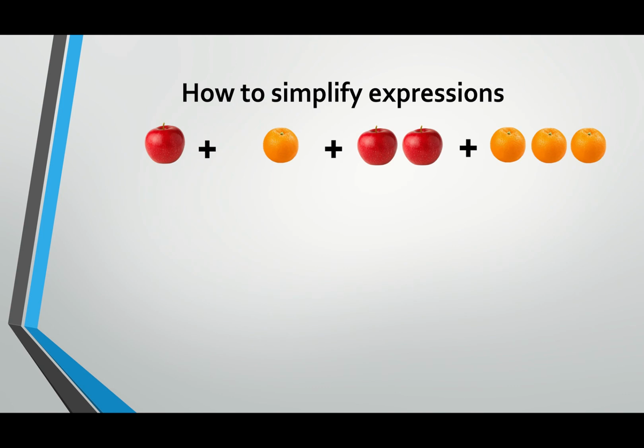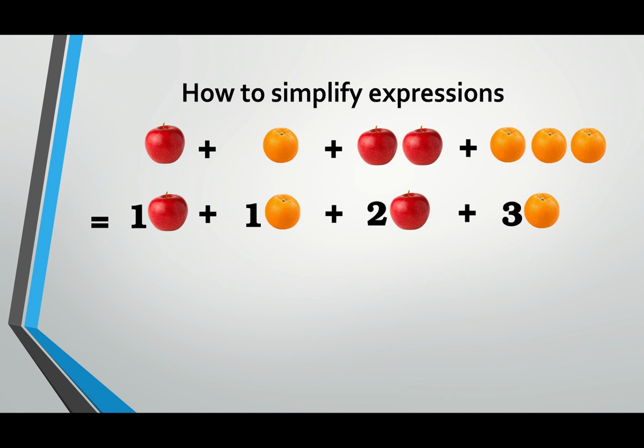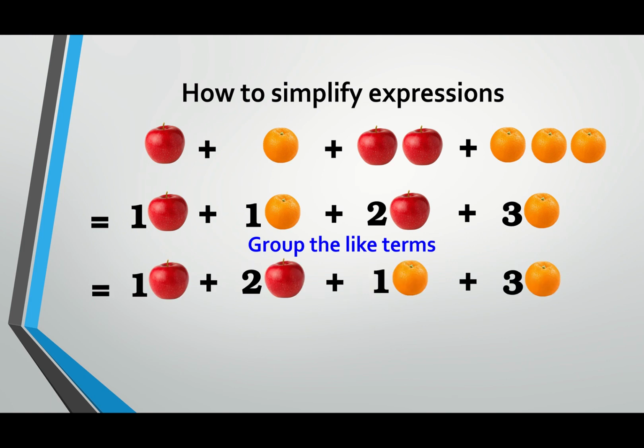Suppose I give you this expression to simplify: 1 apple plus 1 orange plus 2 apples plus 3 oranges. Of course, we will see that there are two different kinds of things here. We have apples and oranges. So we are going to group them up. We group the like terms. We put the apples together and we put the oranges together. So we take the coefficients of the like terms. For the apples, we have 1 plus 2. And for the oranges, we have 1 plus 3. So what do we get? 1 plus 2, we get 3. And 1 plus 3, we get 4.